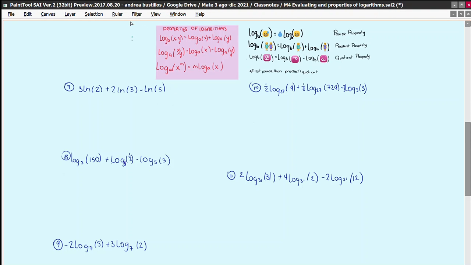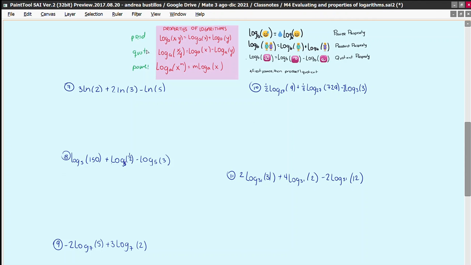Okay, so remember, the product property tells us that if we have two logarithms adding each other, we can condense it this way. The quotient rule tells us that if a logarithm has a quotient inside its argument, this can be separated as the subtraction of two logarithms. And lastly, the power rule tells us the relationship between an argument that has a power, and it tells us that this power can be removed from the argument as a number multiplying the logarithm.